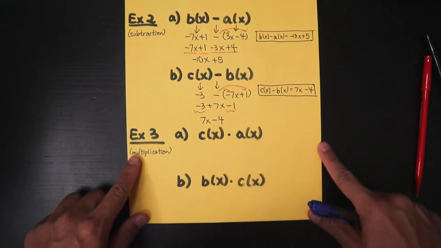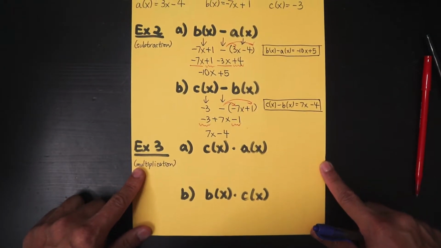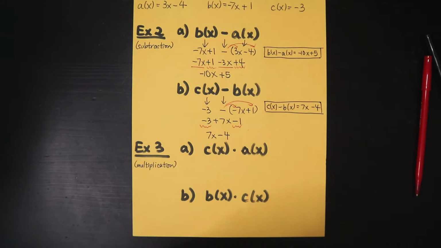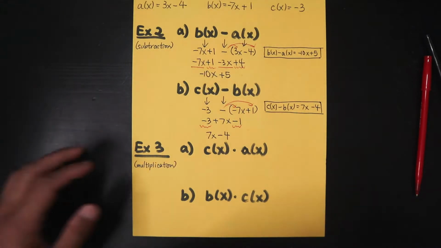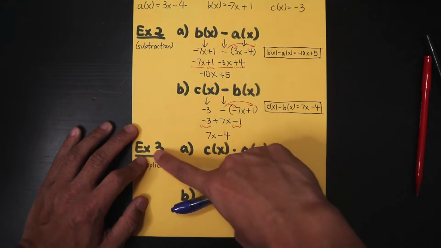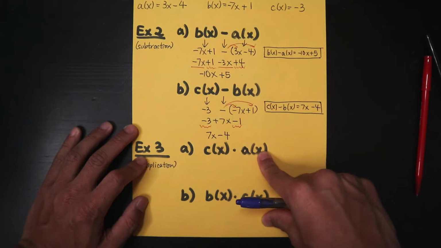Well, in example 3, you're going to learn how to multiply 2 functions. And this is going to be easy as well because we're going to just review how to distribute. So let's take a look at part A. Example 3a says c of x times a of x.